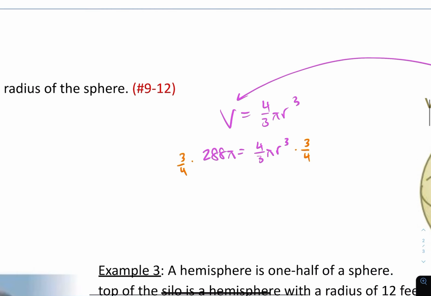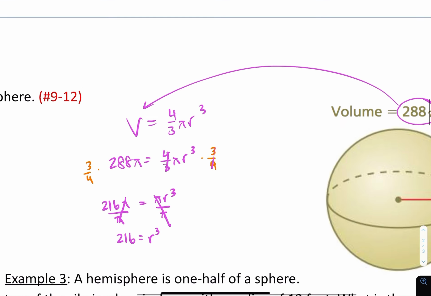Remember, you're given a calculator, so you can do this on a calculator too, and you should be able to get a nice number. So if you do 3/4 times 288, you actually get 216 pi equals pi r cubed. Why? Because these cancel out. You want r by itself, so you divide by pi, divide by pi. These cancel out, so you're left with 216 is equal to r cubed.